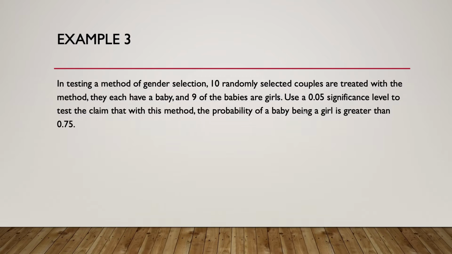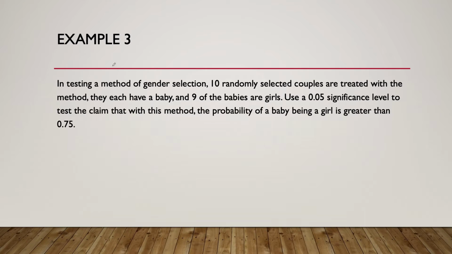And for example of this, in testing a method of gender selection, 10 randomly selected couples are treated with the method. They each have a baby, and none of the babies are boys. Use a 0.05 significance level to test the claim that with this method, the probability of a baby being a girl is greater than 0.75.